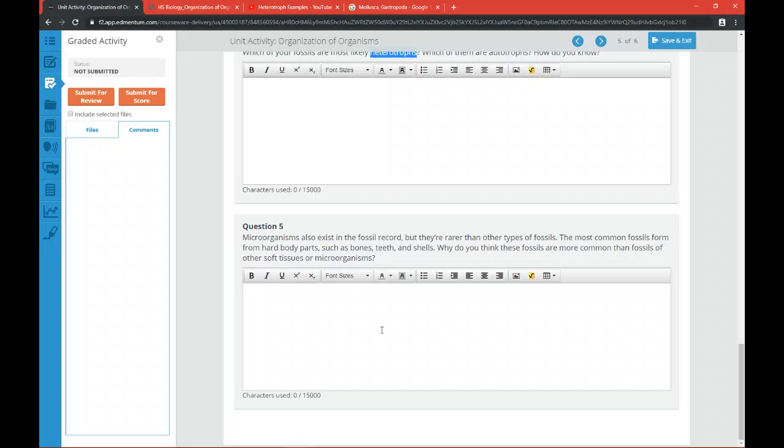So you want to talk about decomposition and how one type is going to decay faster or decompose faster than the other type. And so that's why you don't see many soft tissues, because of this factor, whereas in hard bodies, because of this factor, they survive and they're preserved in rock. So look it up, do some research, and answer your questions.